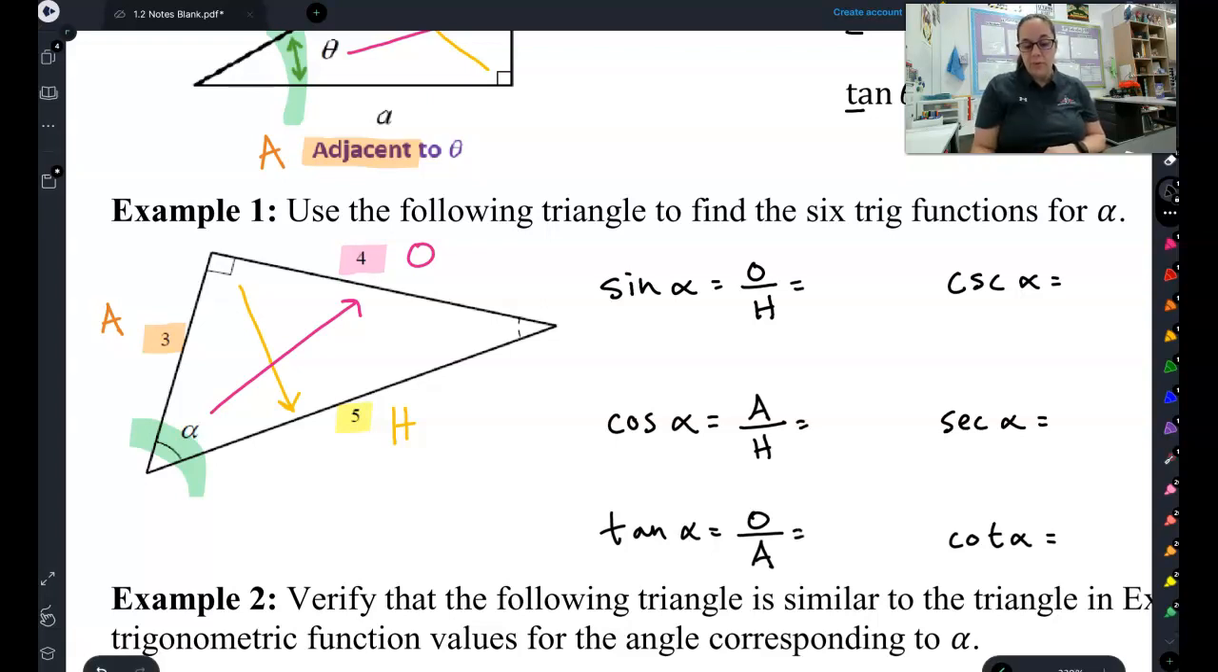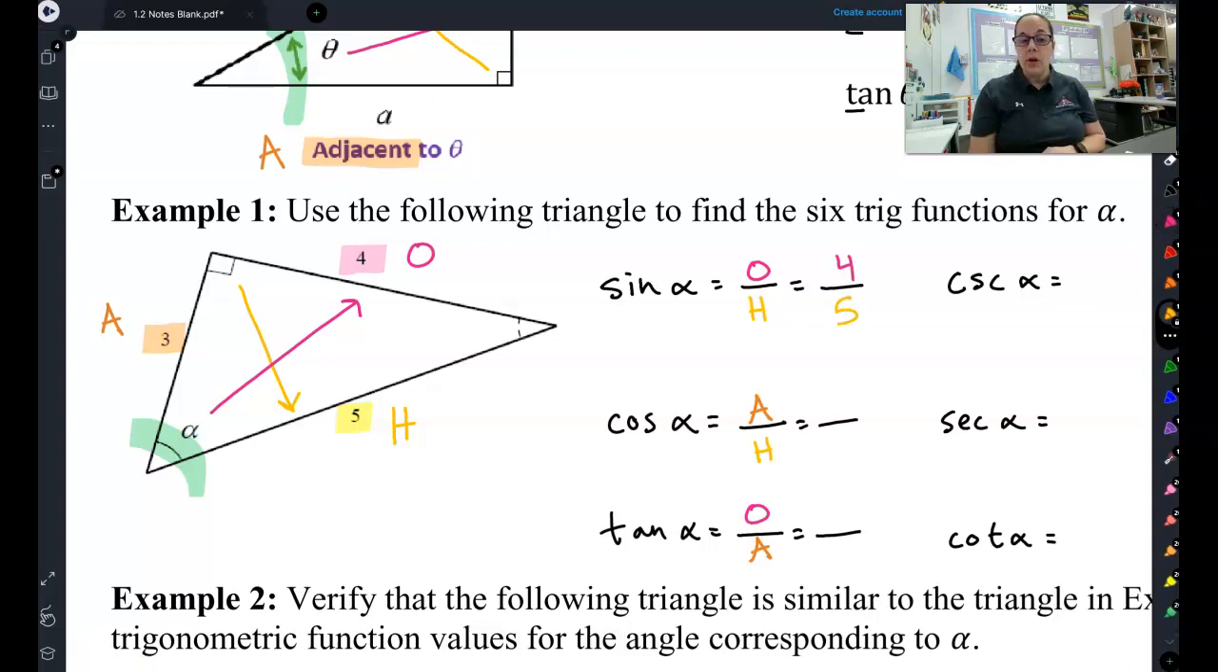And now that I've labeled my triangle, it's really just fill in the blank. So let's color code this for you guys. I did my A's orange, and my hypotenuses I did yellow. So I just have to look at what side matches and fill in the number. My O side is 4, so that goes there. My H side is 5, so that goes there.